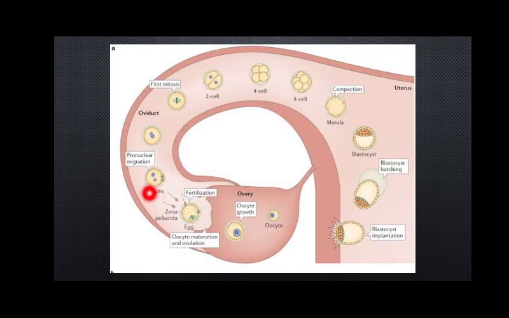And at that particular ampulla-isthmus junction point is where the fertilization mainly takes place, because the sperm is traveling from here down here and then finally will reach this particular isthmus region. Once it reaches there, the egg will be found present, and there the fertilization will take place. The completion of the meiosis will occur, and then finally the zygote will be formed, which is the stage where the zygote will now divide.